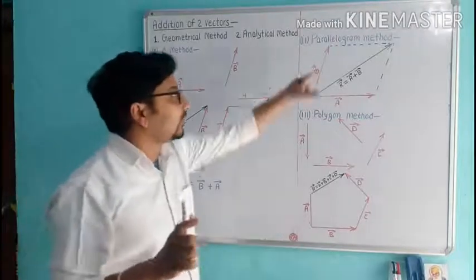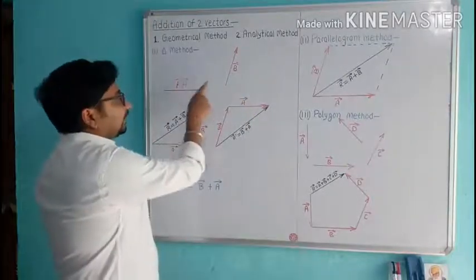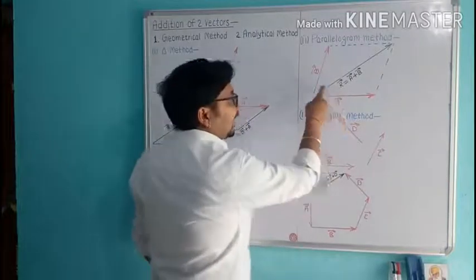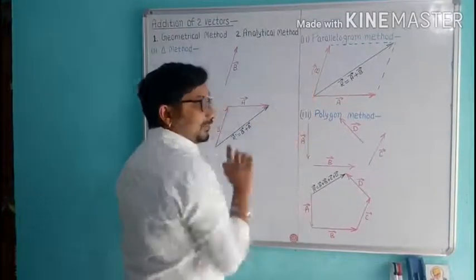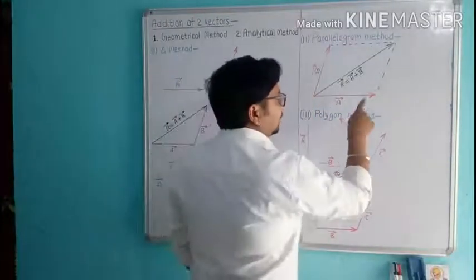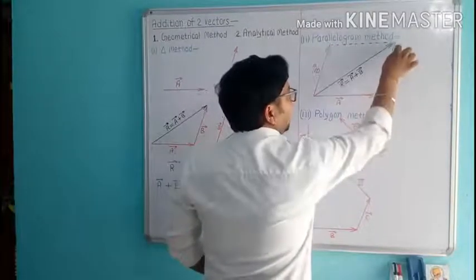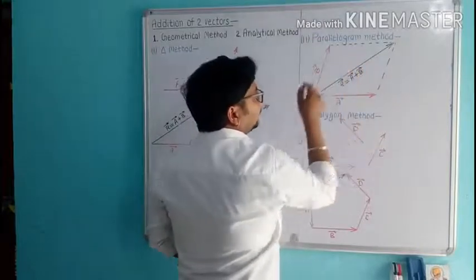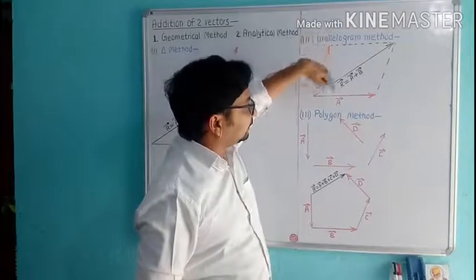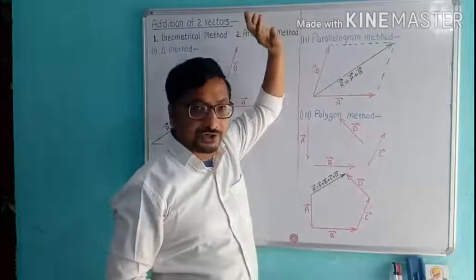Now next is the parallelogram method. Again, suppose we have to add vector A and vector B. This time we use the parallelogram method. Draw vector A and vector B from the same point. After that, from the head of vector A, draw a dotted line which is parallel to vector B, and draw a dotted line from the head of vector B which is parallel to vector A. These dotted lines intersect at a point.